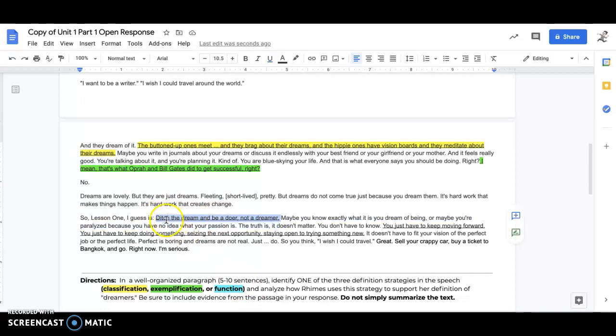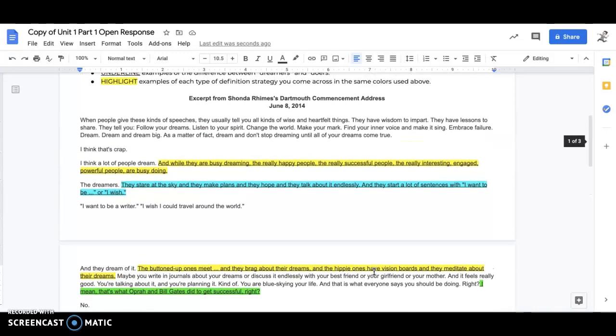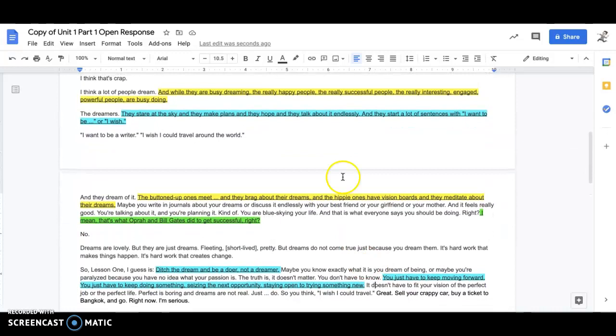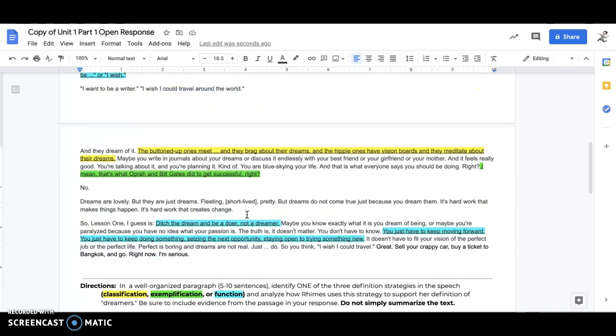Then here, she's telling us what to do. Ditch the dream and be a doer. So actions that have a purpose. That is function. And then she gives a more specific list of actions that have the purpose of creating a life for you as a doer, right? And she says that is moving forward, doing something, seizing opportunity, and staying open. So now we have some examples highlighted of each one of those definition strategies. We have two examples of classification, 3 examples of function, and an example of exemplification.